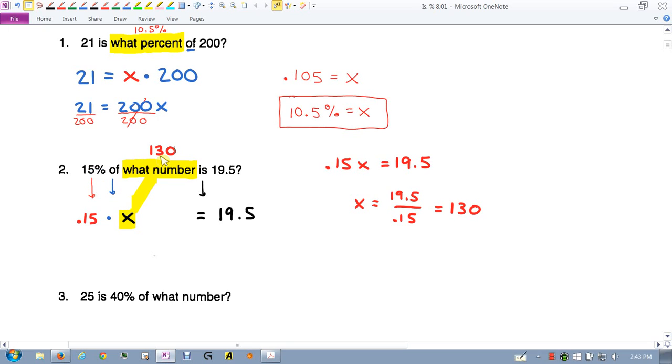What's 10% of 130? 13? We're wanting more than that, 15. So look, our number is bigger than 13. I don't know. You just kind of have to, whatever you're comfortable with. That's right.